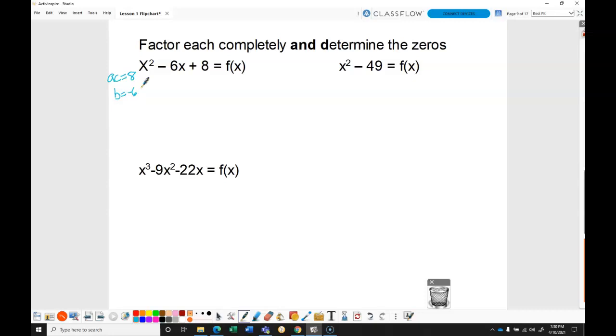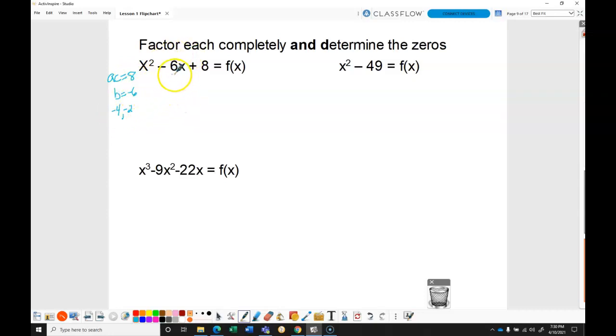And when I add them together, I get -6. And the 2 numbers I was able to come up with were -4 and -2. -4 times -2 is +8. -4 plus -2 is -6.